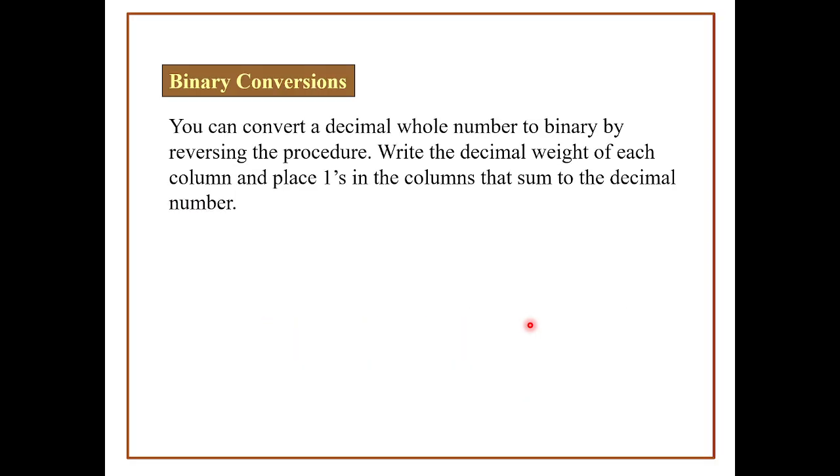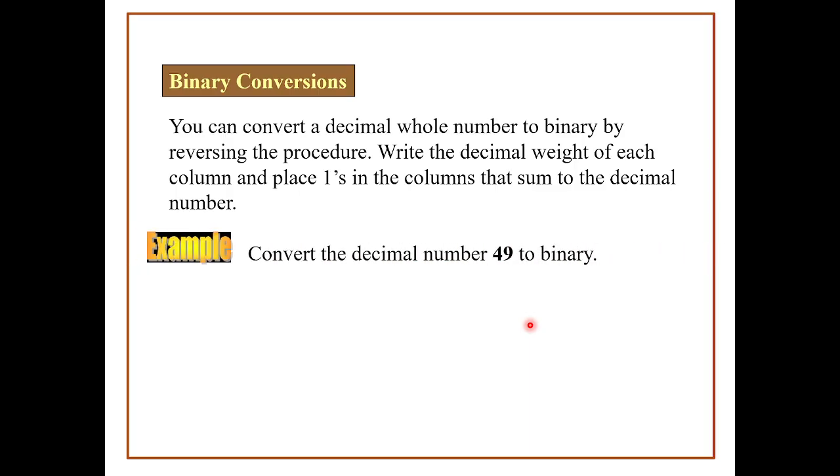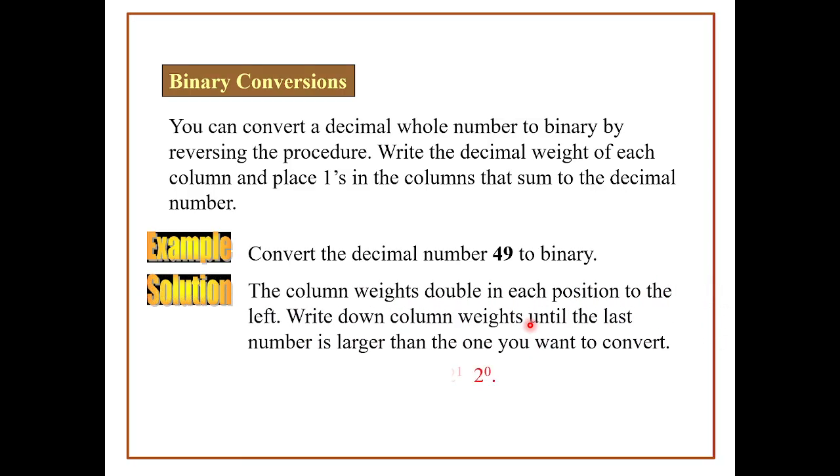You can convert a decimal whole number to binary by reversing the procedure. So write the decimal weight of each column and place ones in the columns that sum to the decimal number. Example, convert the decimal number 49 to binary. So the column weights double in each position to the left. Write down the column weights until the last number is larger than the one you want to convert. So convert decimal 49 to binary. So we already rearranged this. We already mentioned 2 to the power 0 up to 2 to the power 6.